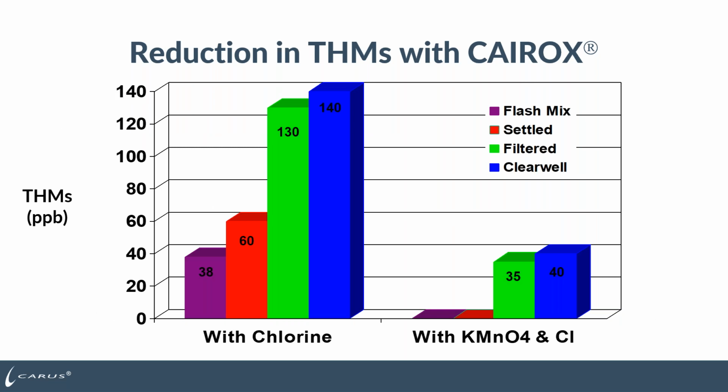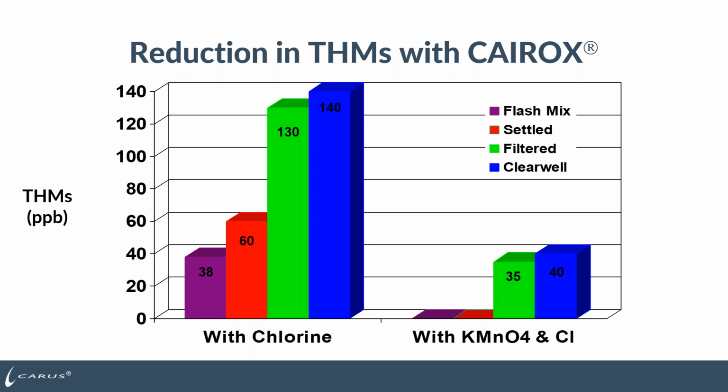So they did a plant trial, and you can see when they had free chlorine on at the front of the plant, at the flash mix, they had THMs about 38. In the settled water, prior to filtration, they were up to 60. The filtered water was at 130, and the clear well was at 140 before the water even went out the door to the distribution system.